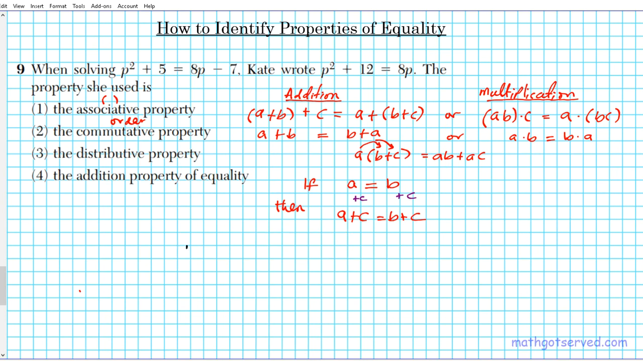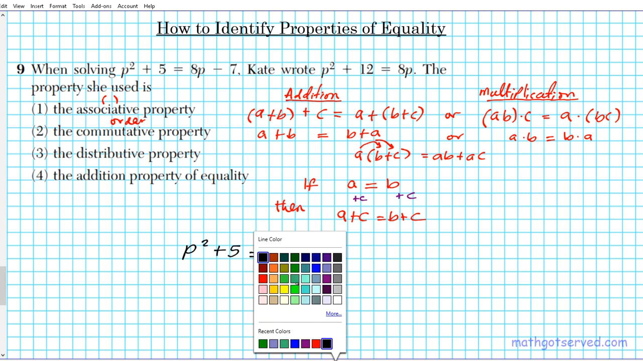So Kate started with p squared plus 5 equals 8p minus 7. And then she ended up with p squared plus 12 equals 8p. What happened here? You notice that this negative 7 that was present here before is no longer present. So she got rid of the negative 7 from the left side. So the question now is, what do we do to both sides of this equation so that this negative 7 is gone? To get rid of negative 7, we use the inverse operation.